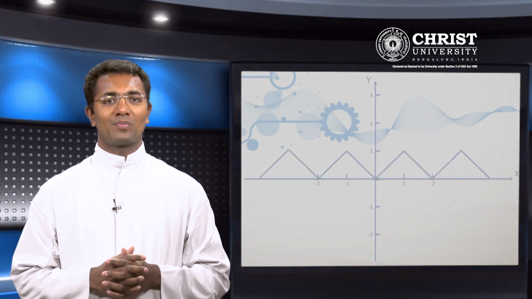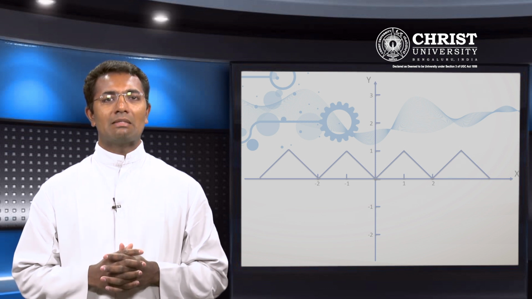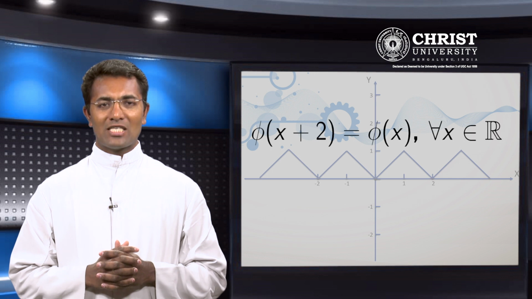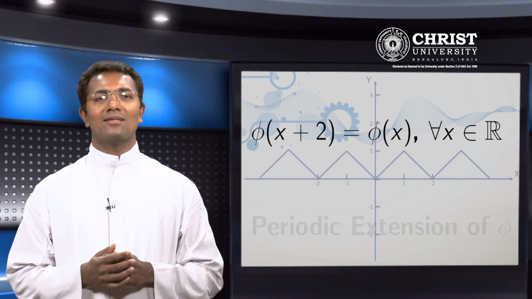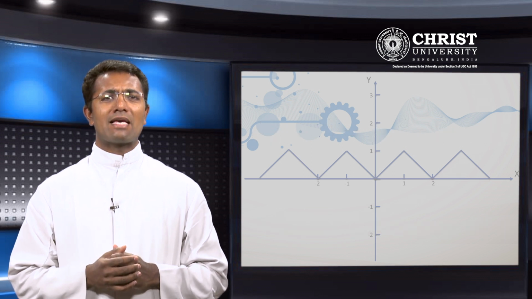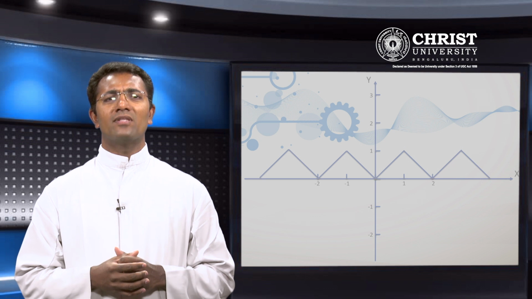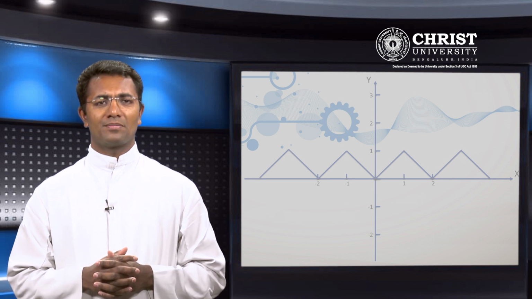It is a continuous function on the entire interval minus 1 to 1, but is not differentiable at the point 0. We extend the function phi to the whole of the real line by fixing phi of x plus 2 is equal to phi of x. This is known as the periodic extension of phi. There are very many interesting properties associated with this new function phi. Let us see them one by one.